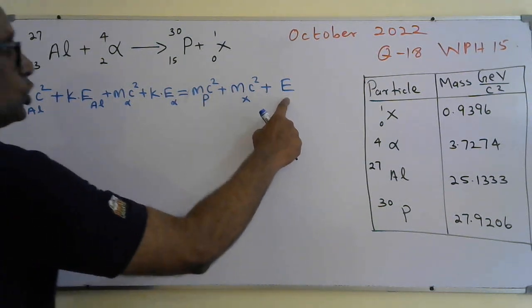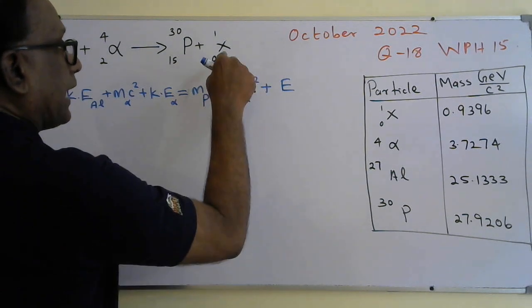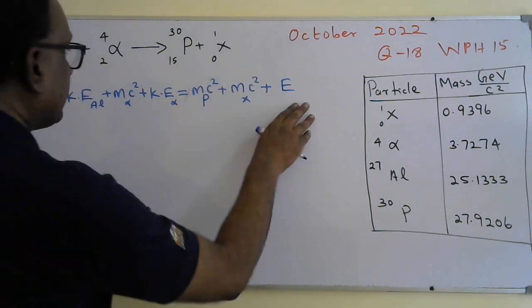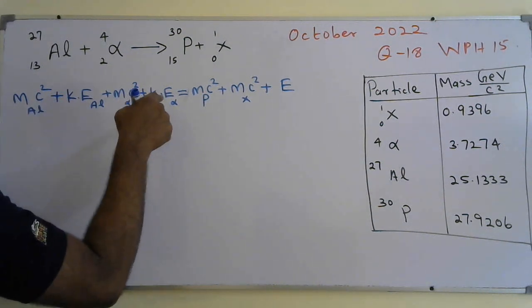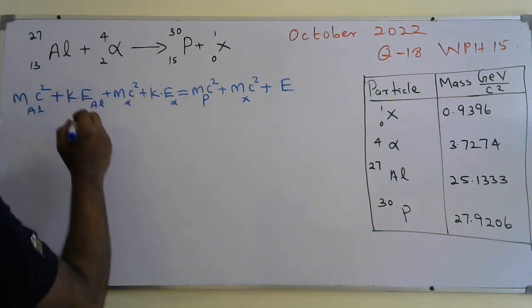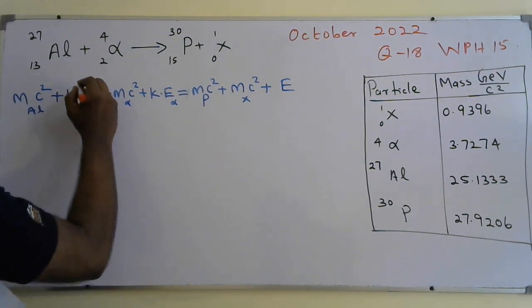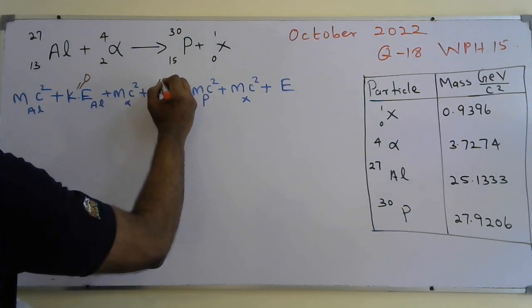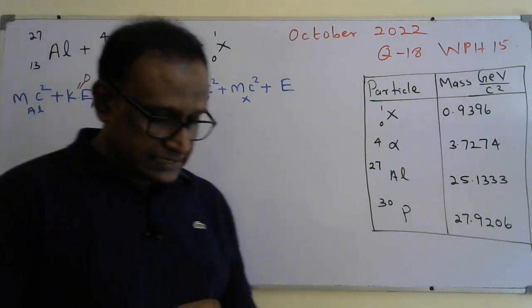So E includes both the kinetic energy of phosphorus plus the kinetic energy of X. We know X is a neutron. Here we know aluminium is at rest, nothing is mentioned about it, and the alpha particle is at rest. So these two quantities will have zero value. The kinetic energy of alpha is also not mentioned. In the previous question the kinetic energy of alpha was given, but here it's not given.